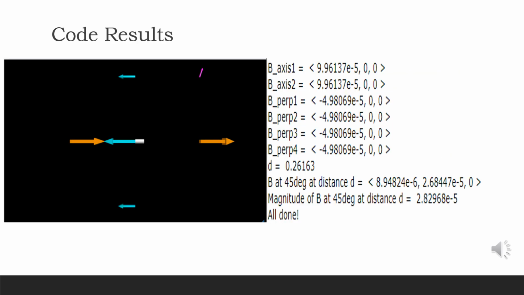So here's the final result, which shows the 2 on-axis magnetic fields in orange, the 4 perpendicular magnetic fields in cyan, although only 3 show due to some discrepancies, and the 45-degree off-axis magnetic field in magenta. Note that the arrows are scaled proportionally to the magnitude of the magnetic field they represent, as would make the most sense. We also have the output, and the one we'll be most likely interested in is the one which shows the magnitude of the magnetic field at the 45-degree off-axis.